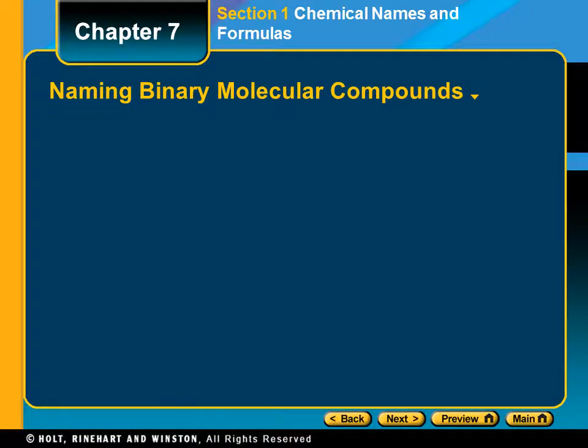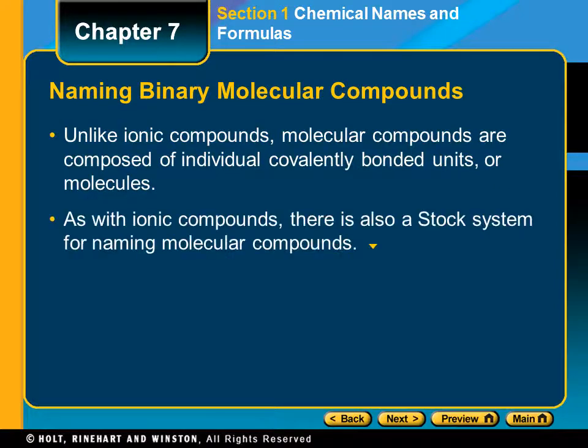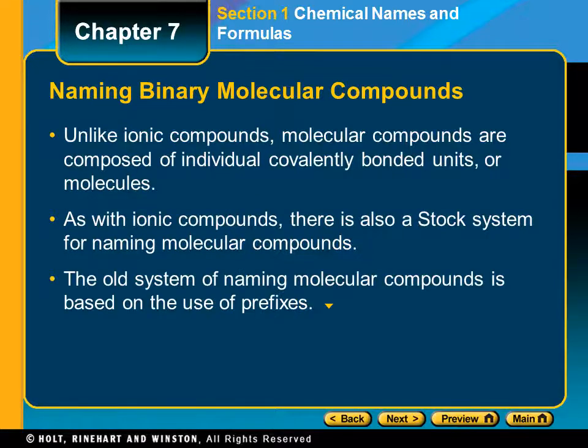Naming binary molecular compounds. So now we're moving on. This is not ionic compounds. These are molecular compounds. These are things composed of individually covalently bonded units or molecules. These are the covalents that we learned about in Chapter 6. As with ionic compounds, there is a stock system for naming molecular compounds. The old system of naming molecular compounds is based on the use of prefixes.